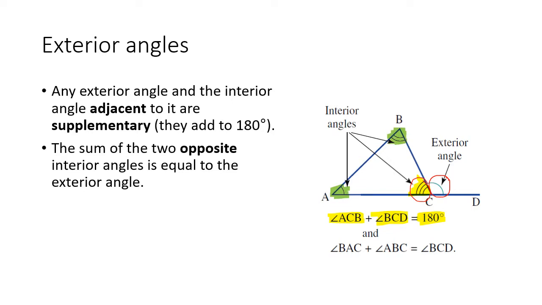And so if we add these two together, now you might remember that we previously said that the interior angles have to add up to 180 degrees. So if we add the three interior angles, they must add up to 180 degrees. We also know that an interior angle and its adjacent exterior angle have to add up to 180 degrees.